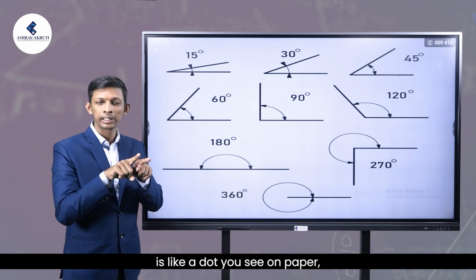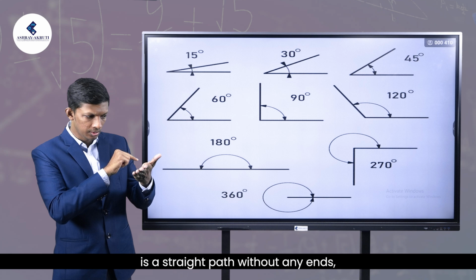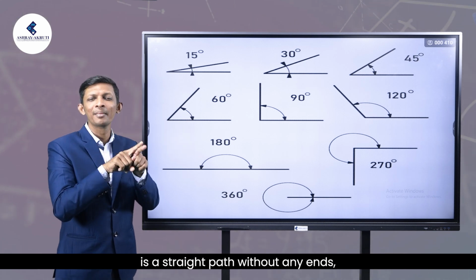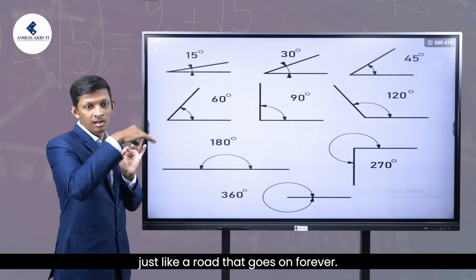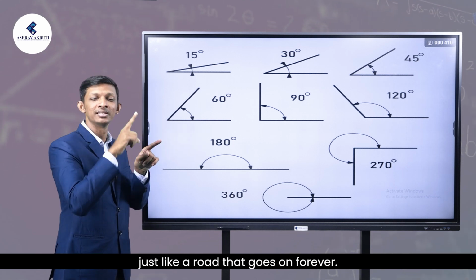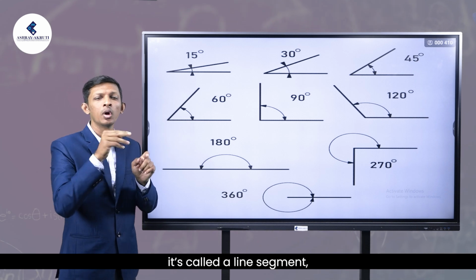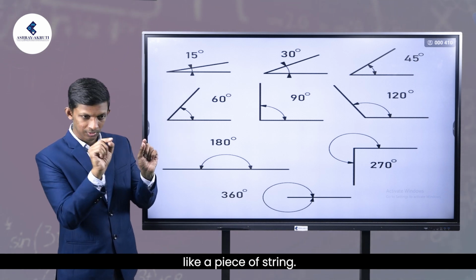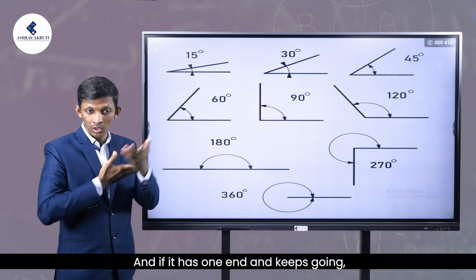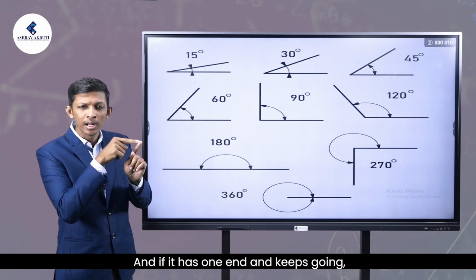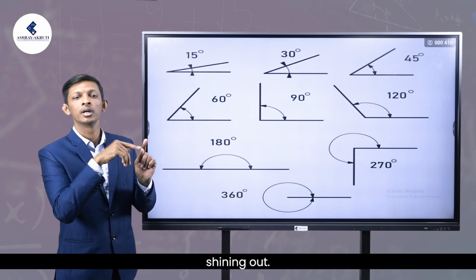A point is like a dot you see on paper, while a line is a straight path without any ends, just like a road that goes on forever. If the line has two ends, it's called a line segment, like a piece of string. And if it has one end and keeps going, we call it a ray, like a sunbeam shining out.